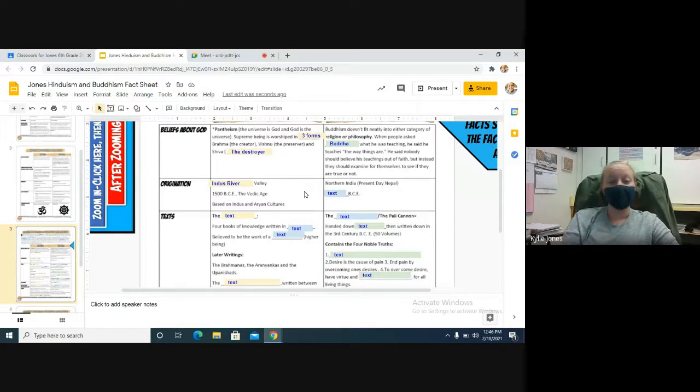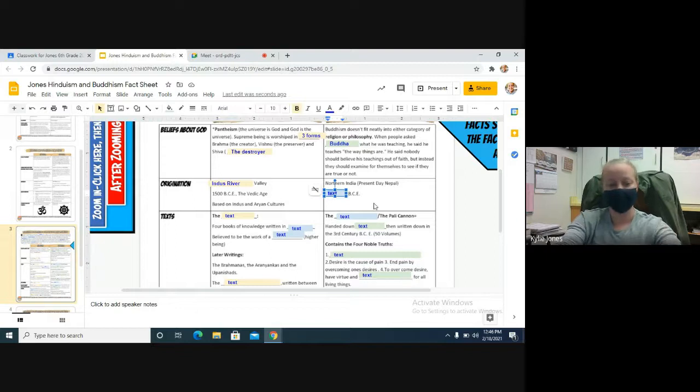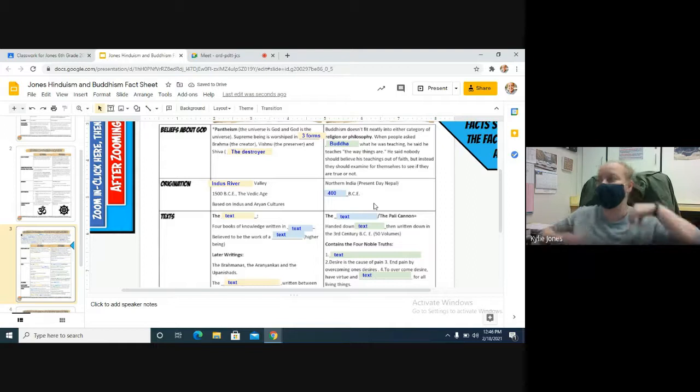And then for Buddhism, it started in northern India, which is present-day Nepal. In what year? What years should go right here? 400 BCE is about the time it started. Good.